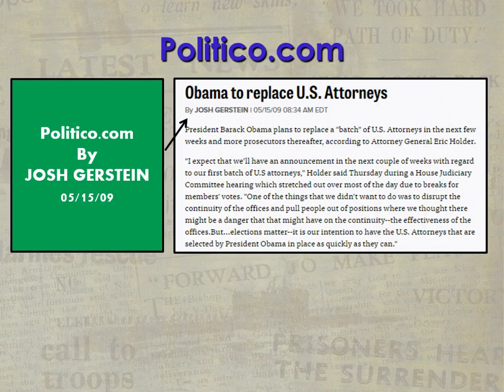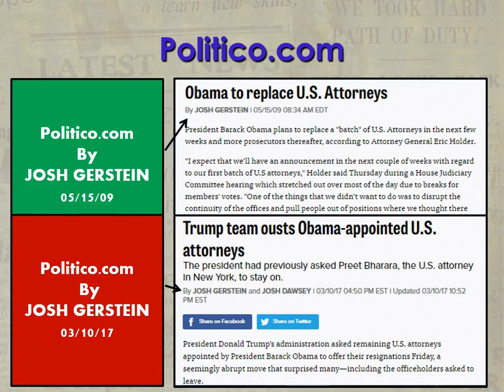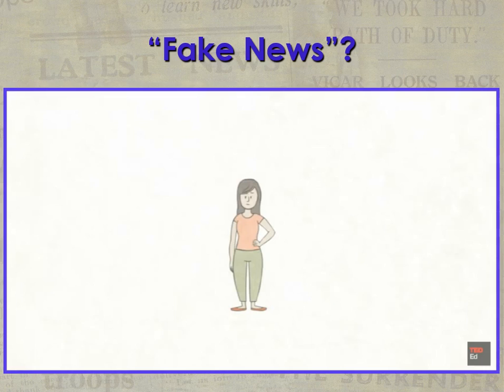Here's a more recent example by a writer from the New York Times. On 5/15/2009, he reported that President Obama was going to replace U.S. attorneys, and he reported when the Trump team did the exact same thing. In 2017, he reported that the Trump team ousted Obama-appointed U.S. attorneys. Now, the action is the same. The president fired the attorneys to bring in his own people, but you can see that the headline in story number 2 was much more critical. That is spin. That is bias.